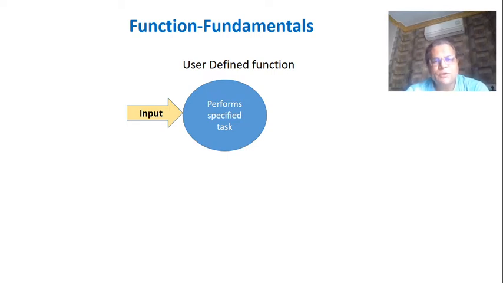For example, I want to write a function which will perform addition of two integer numbers. So to perform addition of two integer numbers, this function requires two integer numbers as the input, and this input can be obtained from the user through the standard input device, that is keyboard. So a function can directly get an input from the user through keyboard and perform the operation on it.